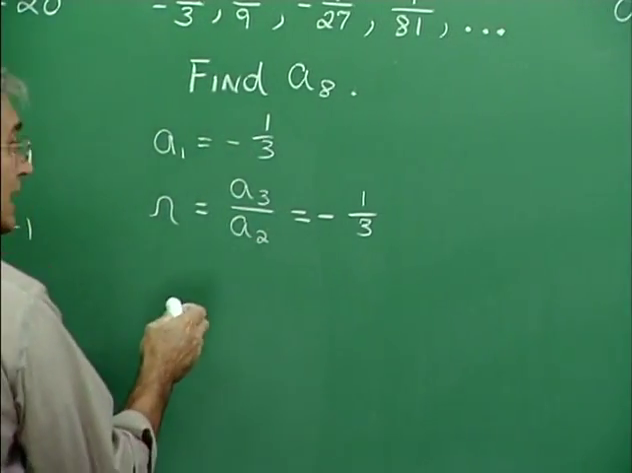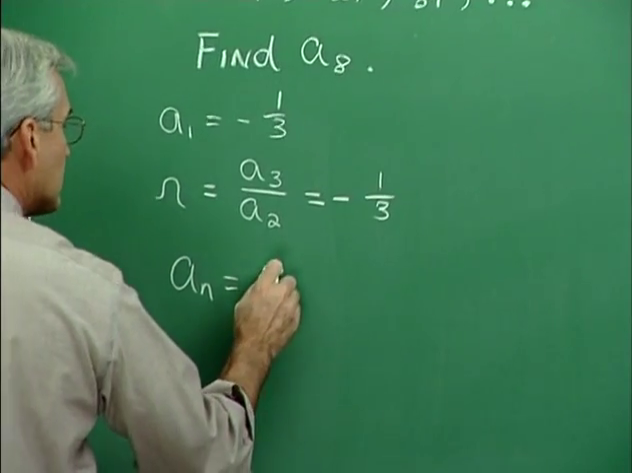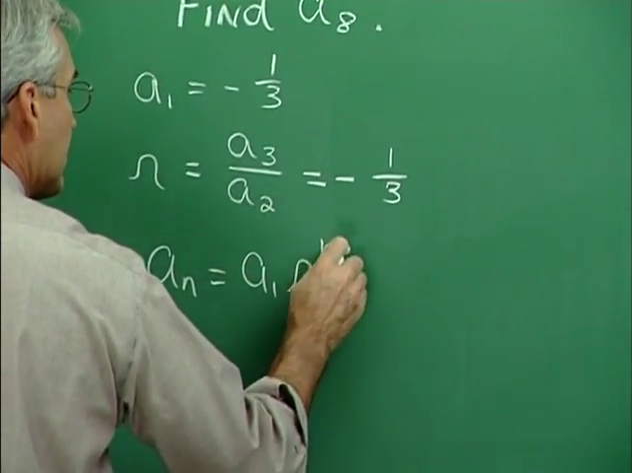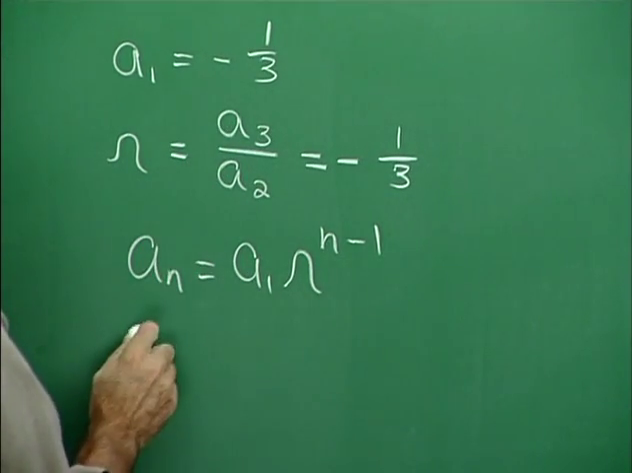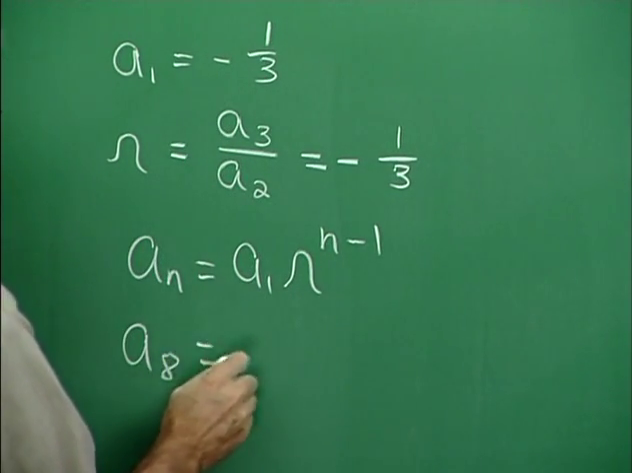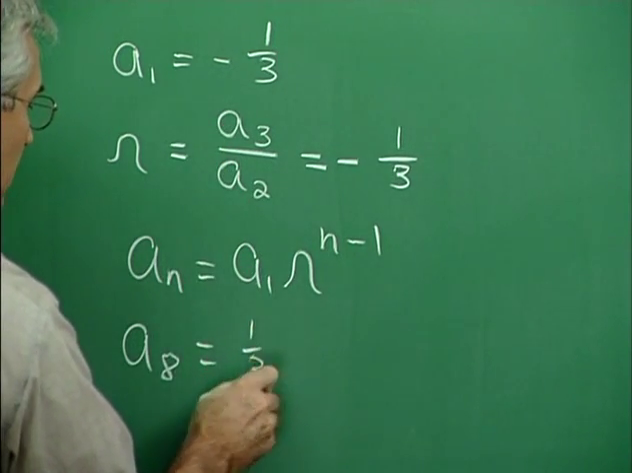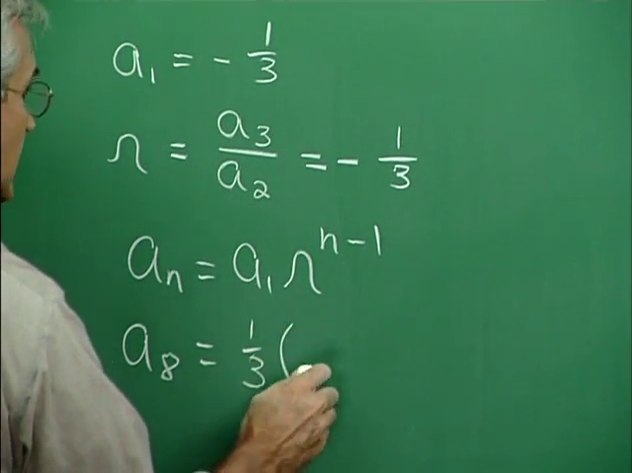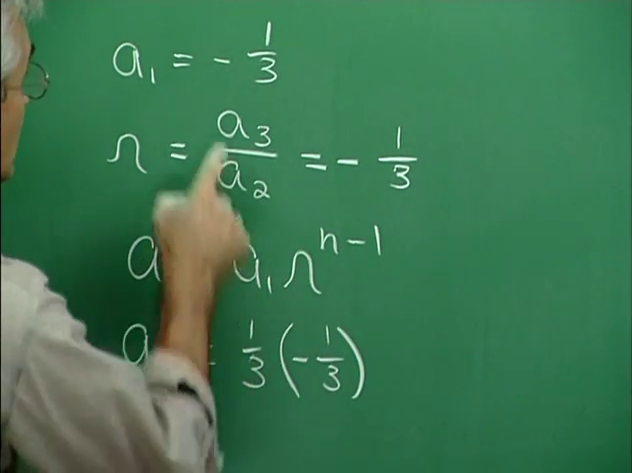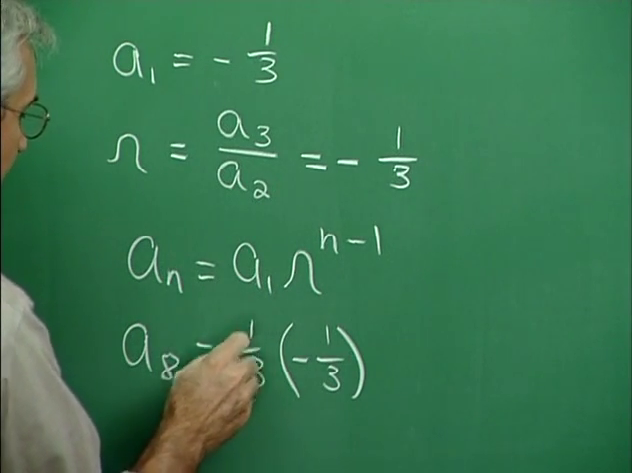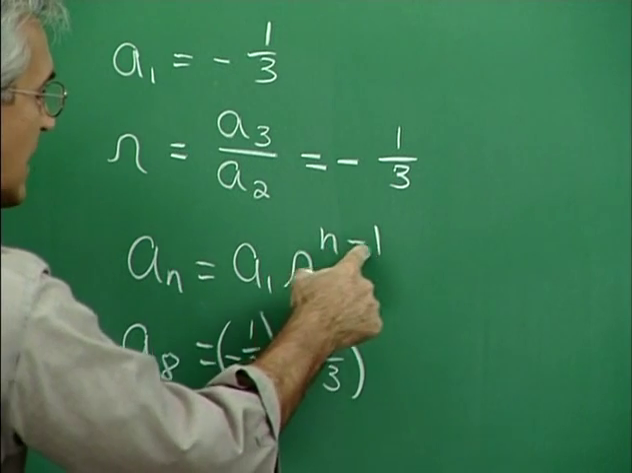So we can write the expression for the nth term. The nth term is the first term times r to the n minus 1. And away we go to find the 8th term, a sub 8. And we have all of the information we need. Let's see, the first term from right here is... excuse me, the first term is negative 1/3. My bad. The common ratio is negative 1/3, and we want the n minus 1.